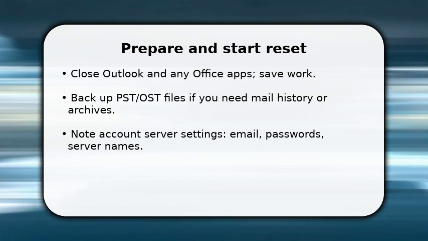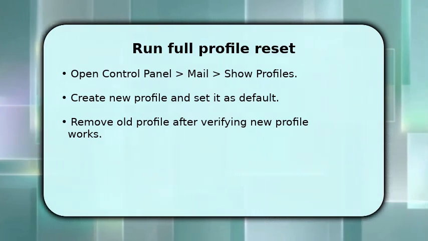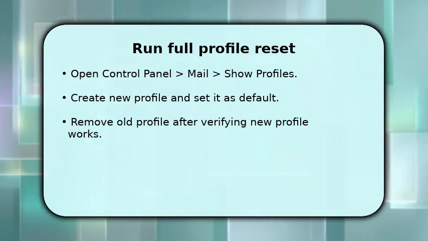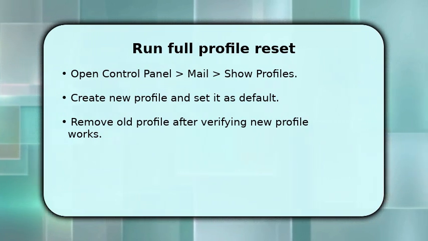You go to Control Panel, open Mail, then Show Profiles. This is where Outlook stores profile-level settings. Create a new profile, give it a clear name, and add your email account using the server details you saved earlier. This rebuilds all account configurations from scratch.